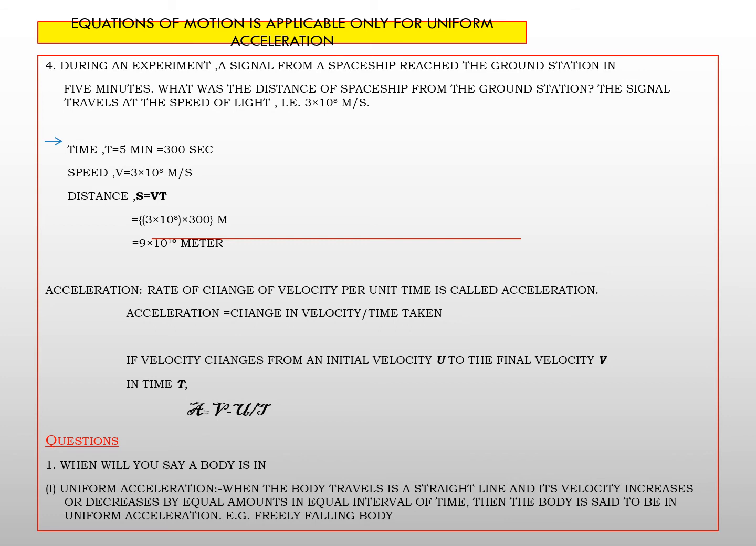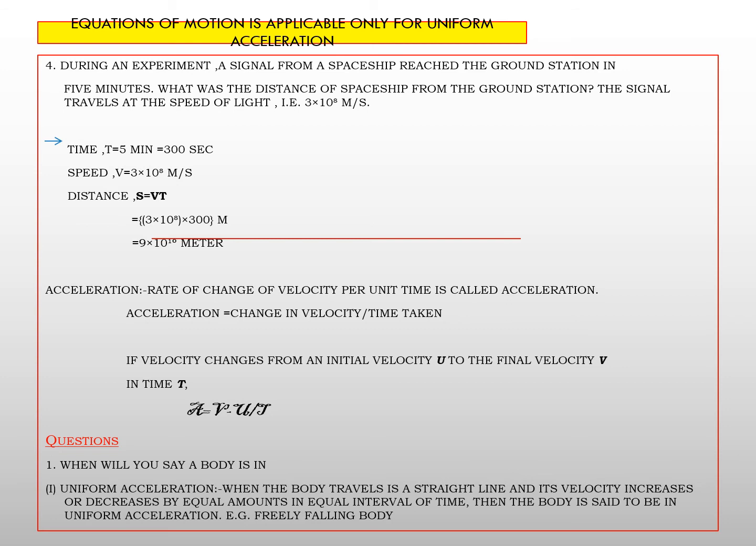Question number 4. During an experiment, a signal from a spaceship reached the ground station in 5 minutes. What was the distance of the spaceship from the ground station? The signal travels at the speed of light, that is 3 × 10^8 meter per second. Time t = 5 minutes = 5 × 60 seconds = 300 seconds. Speed v, that is speed of light, is 3 × 10^8 meter per second.